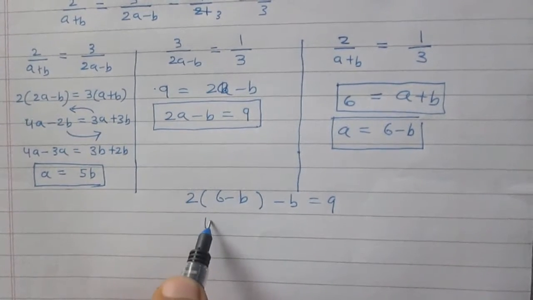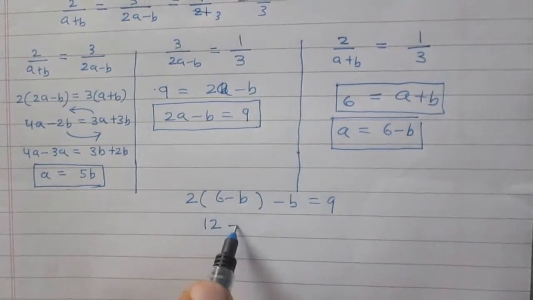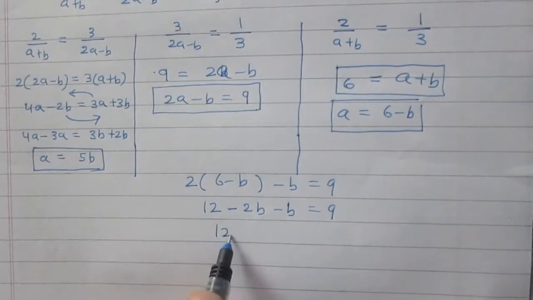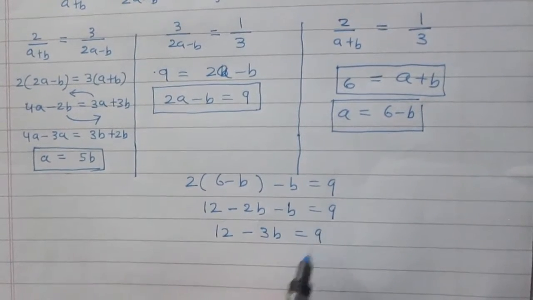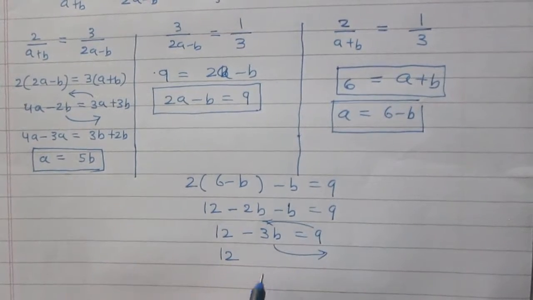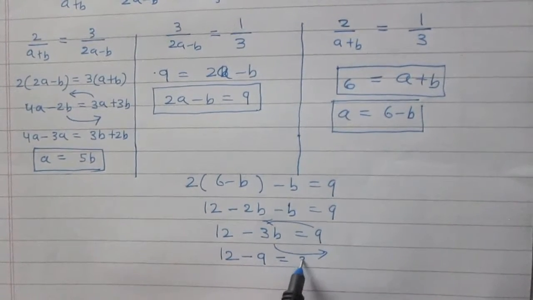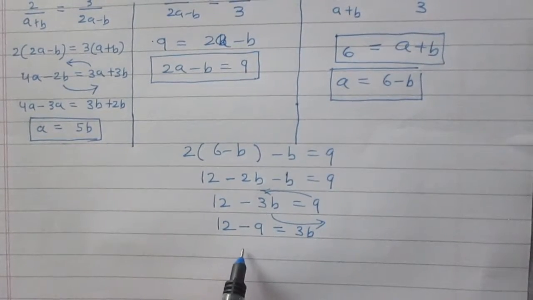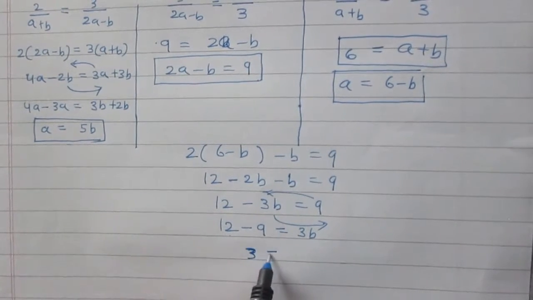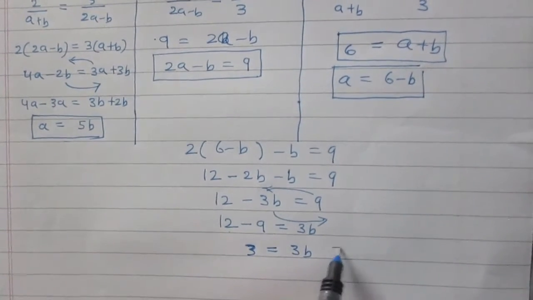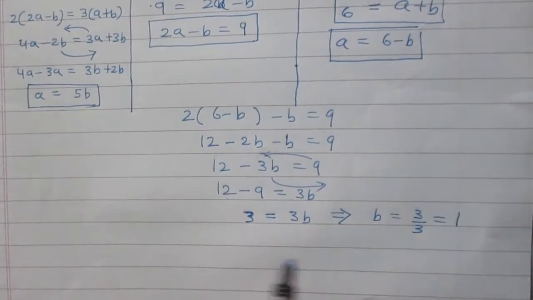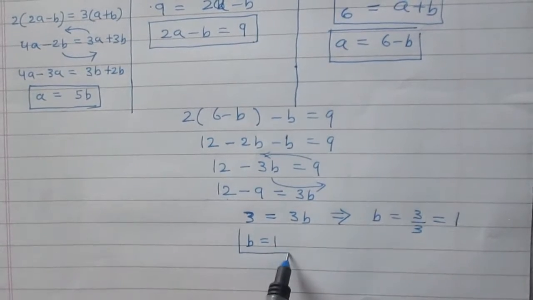After solving this equation, it is 12 minus 2b minus b is equal to 9. So it is 12 minus 3b is equal to 9. We can transpose 9 to the left hand side and 3b to the right hand side. We will get 12 minus 9 is equal to 3b. Further, 12 minus 9 is 3. So 3 is equal to 3b, and we will get b is equal to 3 divided by 3, that is 1. So the value of b is equal to 1.